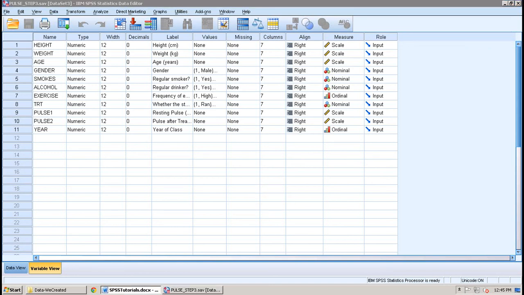Welcome. This video covers calculating the simple linear regression equation for case QQ, where we have two quantitative variables which are linearly related, as well as looks at the inferential components. In order to follow along, you will need the SPSS dataset pulse_step3.sav. We already have the data open in SPSS.